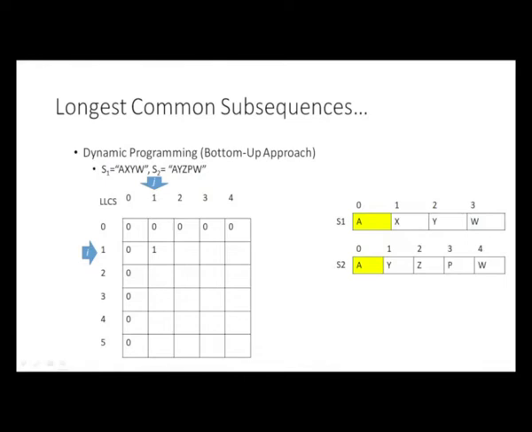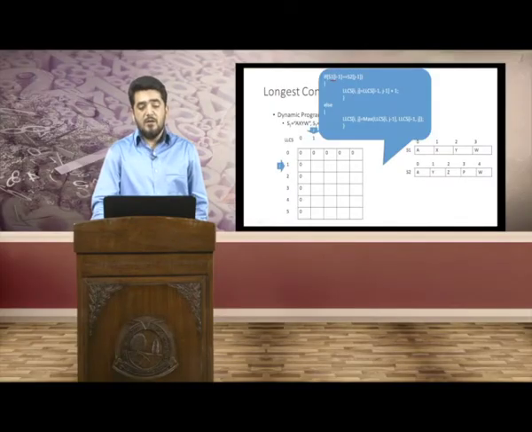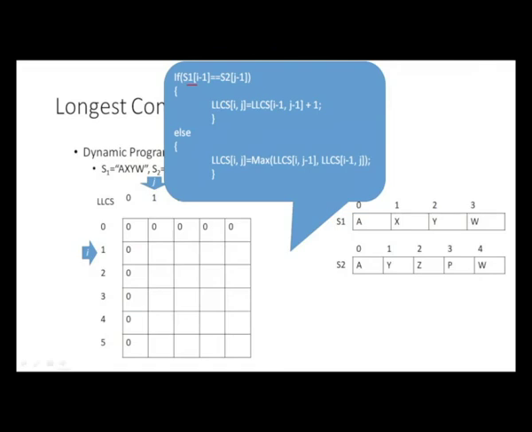Now, let us increment this j to the next position, and if we observe, the same condition that we used earlier applies: if S1 of i minus 1 is equal to S2 of j minus 1, then LLCS of i comma j is equal to LLCS of i minus 1 comma j minus 1 plus 1. Now, in case this is not the case, then LLCS of i comma j is equal to the maximum of LLCS of i comma j minus 1 and LLCS of i minus 1 comma j.